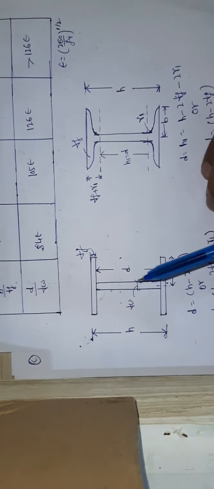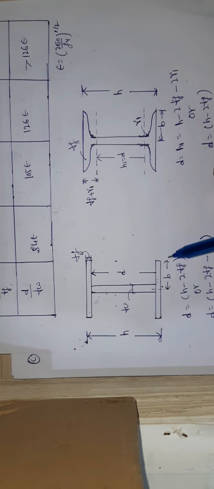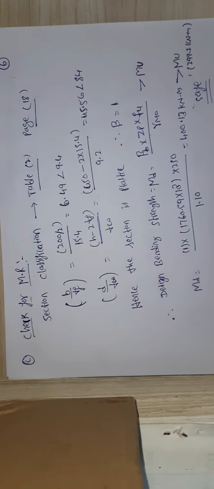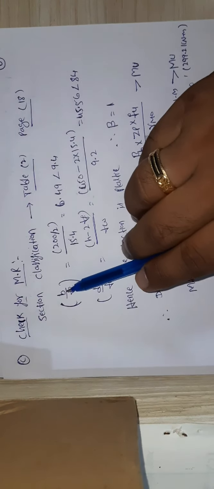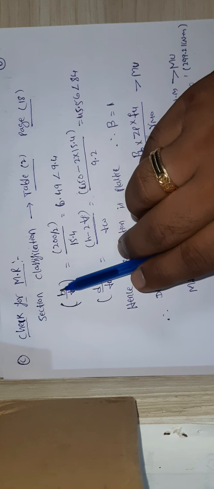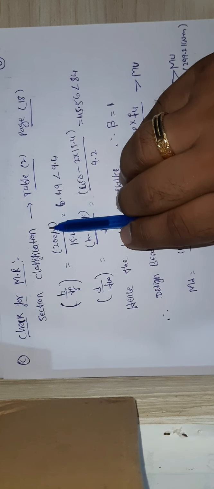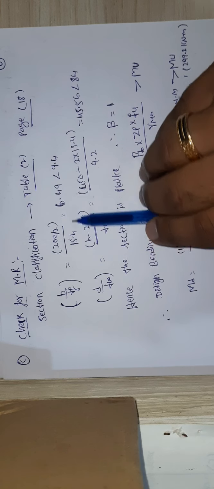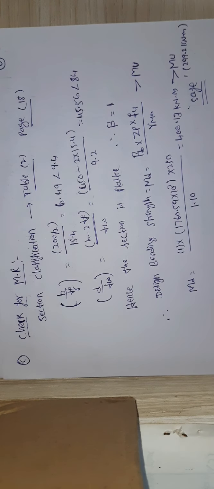What is B here? Please remember, B should be taken as half of the flange. You need to take that, okay guys. So now the same thing I did here. B is what? Half of the flange. B is how much? 200 divided by 2. TF means thickness of the flange. The thickness of the flange we selected is 15.4.